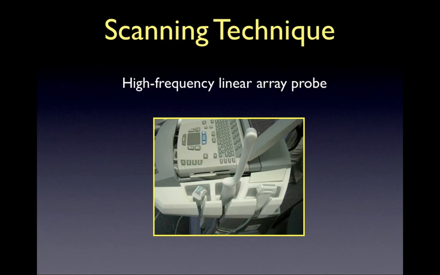As for the scanning technique, you want to use the high-frequency linear array probe. Here's an example on this ultrasound machine. The circle represents the high-frequency probe. And you want to use high-frequency probes for this type of scanning because you don't get a lot of tissue penetration with the high-frequency probe, but you do get much better resolution of the image. And the eye is a fairly small structure, so you don't need a lot of penetration, but it's nice to have good resolution so that you can evaluate all the ocular structures.